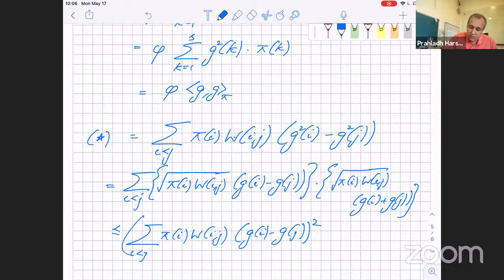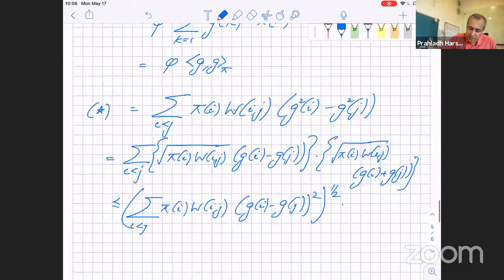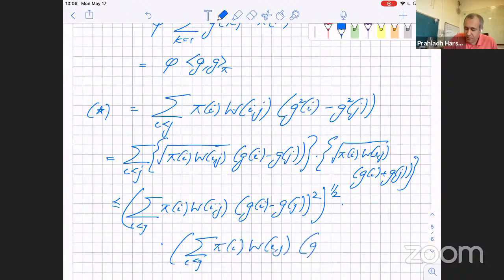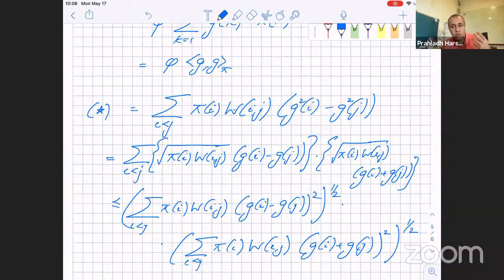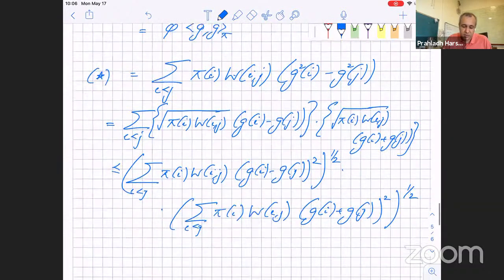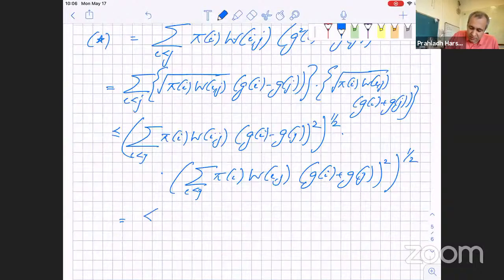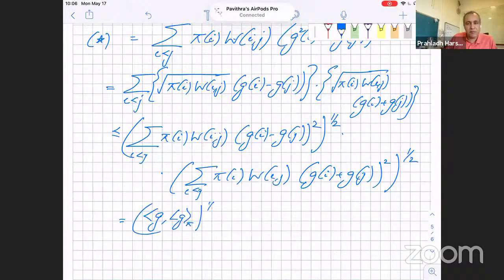So this is this quantity to the power half, times summation i less than j pi i wij gi plus gj whole square, the whole to the power half. I want to rewrite all of this in terms of the Laplacian. There are only two quantities which I can write, which is gLg and gg pi. These are the two inner products. So I have written it this way. The first is a term which we know. The first is already gLg pi to the power half. That was the first term.